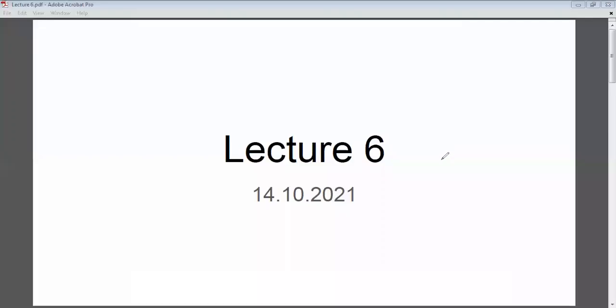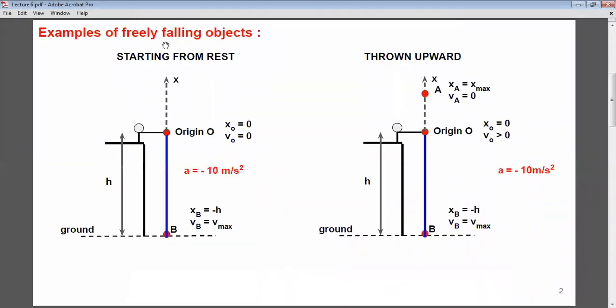Hello everyone. Today we will continue with motion at a constant acceleration in one dimension, and in particular we will focus on free fall that we started yesterday. So just a quick reminder, we took these two specific cases. In one case, we are dropping it from rest. In this case, x initial is x at the origin, v initial equals 0. We drop it, it will fall under the influence of acceleration, which is gravity.